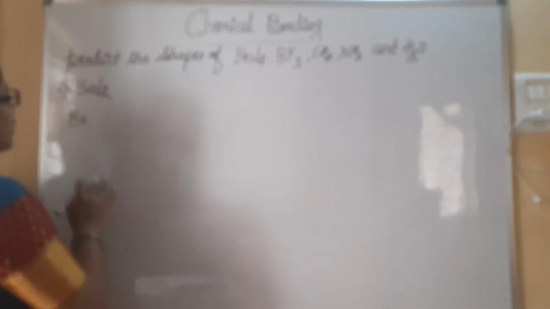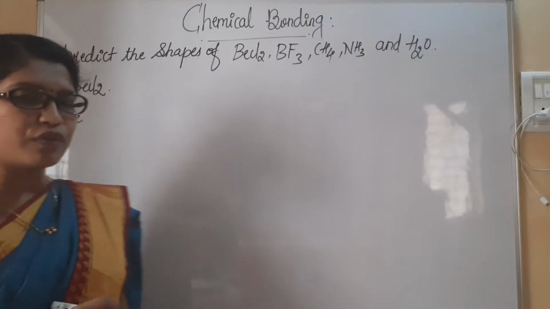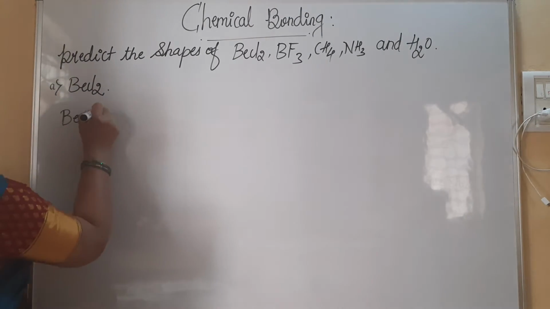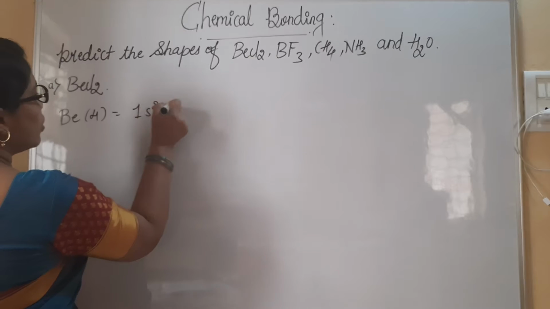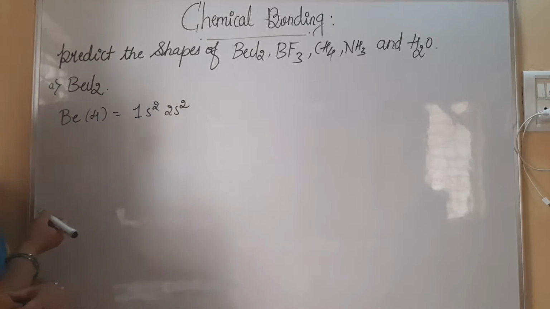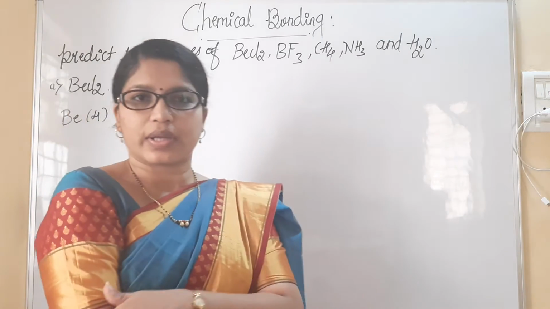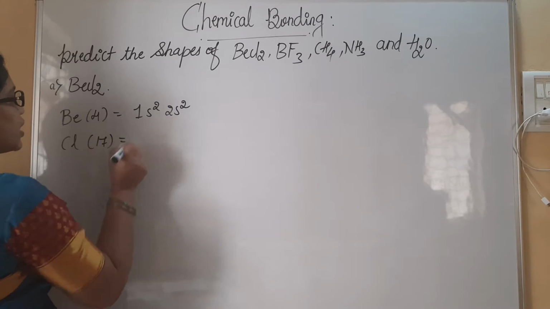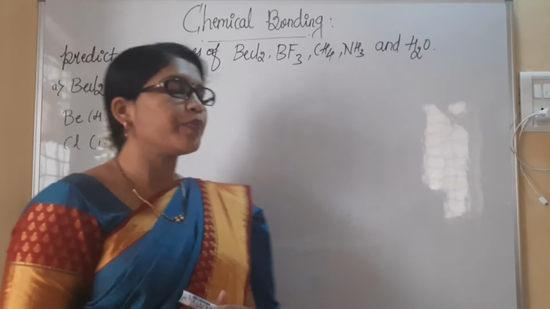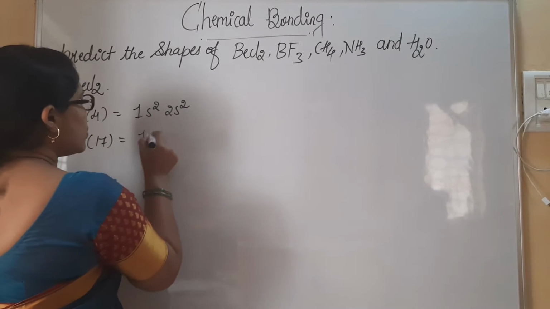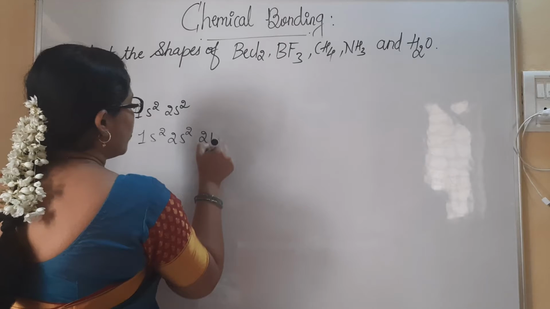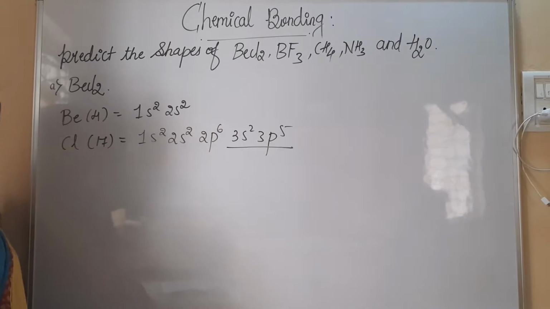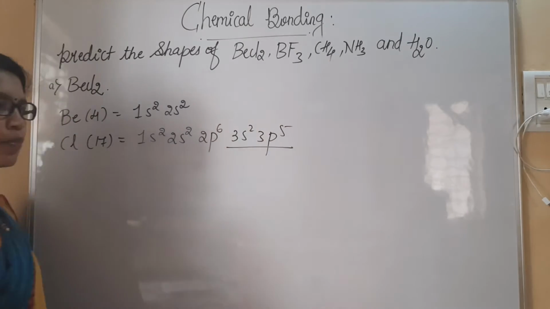In this beryllium chloride, I must consider the atomic number of beryllium. Hydrogen, helium, lithium, beryllium. With atomic number 4, the configuration would become 1s2, 2s2. Right? Beryllium is an s block element. Now let us consider chlorine. Chlorine with atomic number 17 comes under the p block elements. Let us write the configuration. It is 1s2, 2s2, 2p6, 3s2, 3p5. Right? And these are the valence electrons.